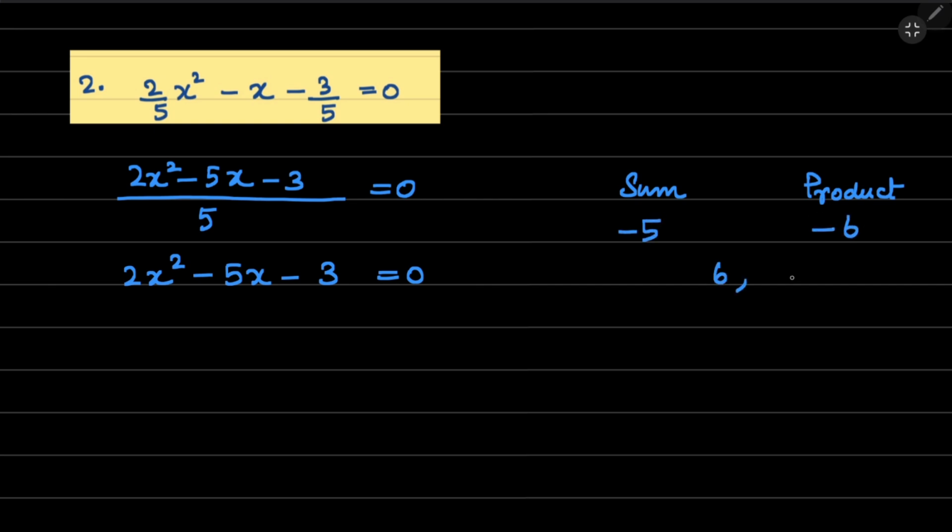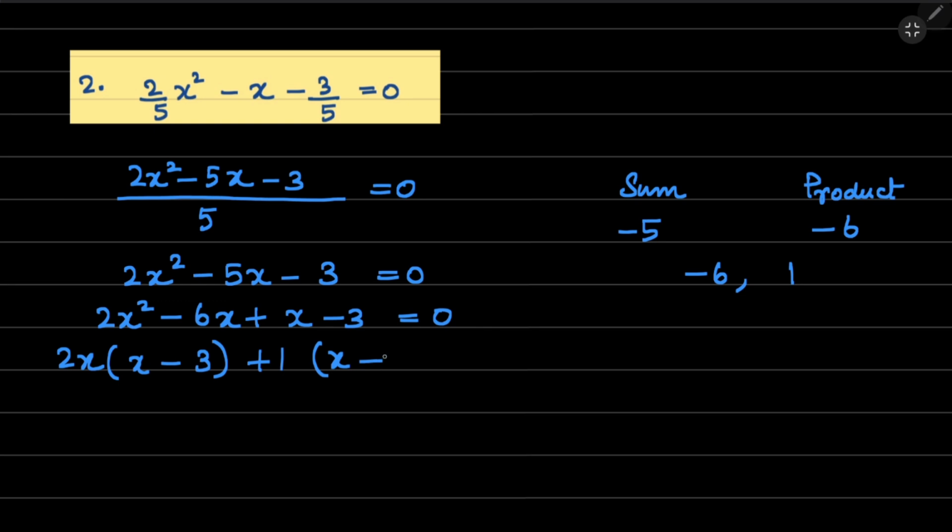So what are the two values? 6 and 1. You can put a negative sign to the bigger value. So minus 6 plus 1 is minus 5. Minus 6 multiplied by 1 is minus 6. So let's substitute in terms of the middle term. In place of minus 5x, minus 6x plus 1x minus 3 equal to 0. So you can take 2x common out. What you are left with is x minus 3 plus 1 common out, x minus 3 equal to 0.